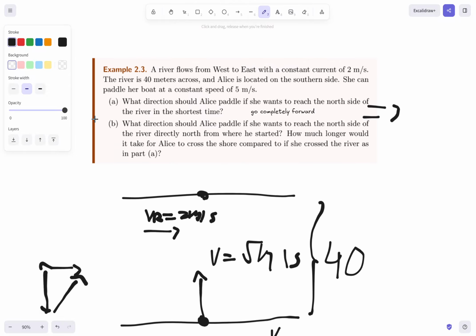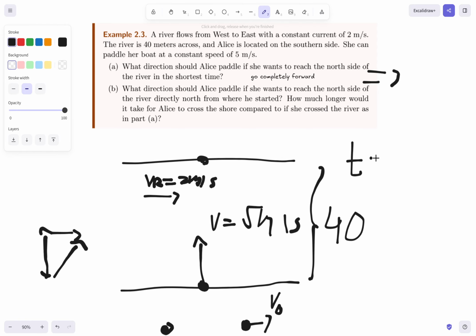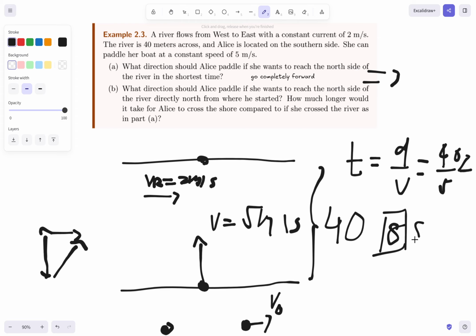Okay. Anyway, this is our answer. So was it 23.6 degrees? Nice. So that's the direction. Now it wants to know how much longer it would take to cross the shore compared to if she crossed in part A. So in part A, it's just T equals D over V equals 40 over 5 equals 8 seconds. Always write your units of measurement.